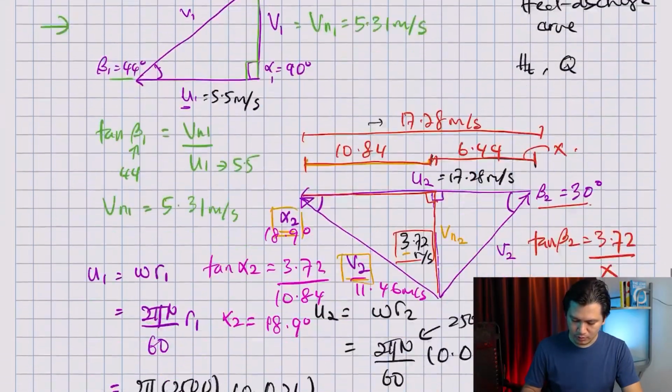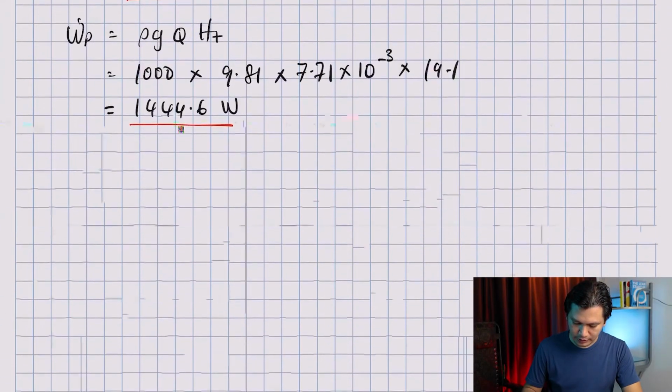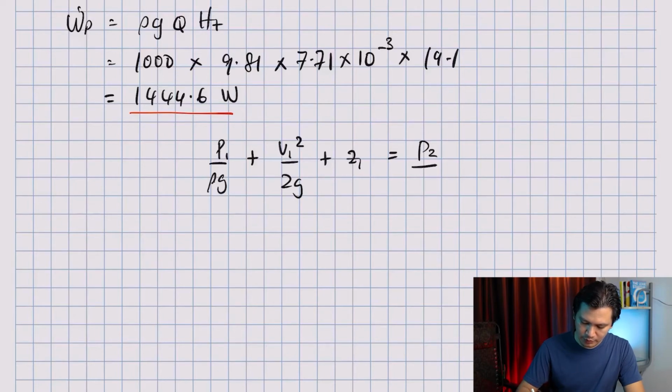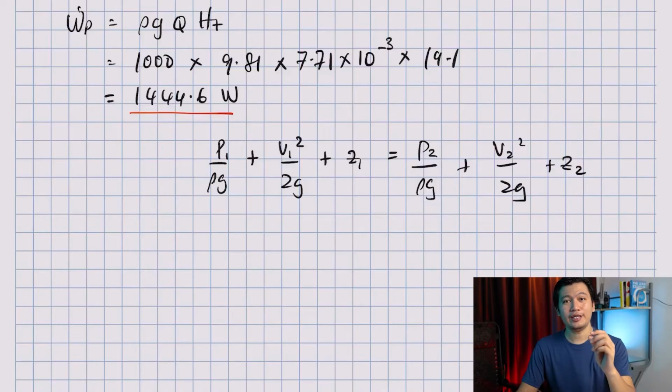Okay, so for the energy equation, let's write the balance first. In the energy equation, what you have is P1 over rho g plus V1 squared over 2g plus Z1 equal to P2 over rho g plus V2 squared over 2g plus Z2. Okay, and when you have a device that is adding energy to the fluid, a pump adds energy to the fluid, a turbine extracts energy from the fluid.